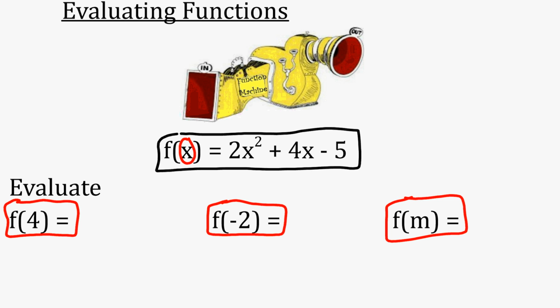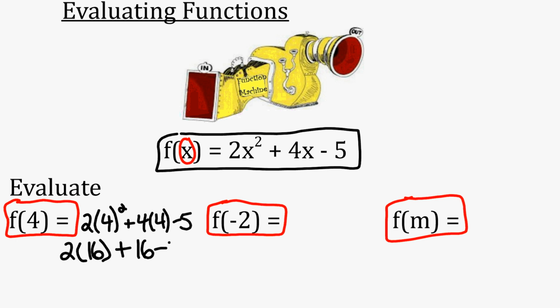What we're going to do is everywhere we see an x in this function, we're going to put a 4. So it's going to be 2 times 4 squared plus 4 times 4 minus 5. All right, so 4 squared is 16, so it's 2 times 16 plus 4 times 4 is 16 minus 5. And then 2 times 16 is 32. 32 plus 16 minus 5. So 32 plus 16 is 48. 48 minus 5 is 43.